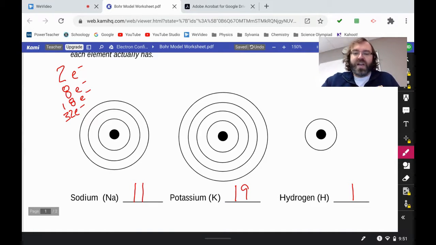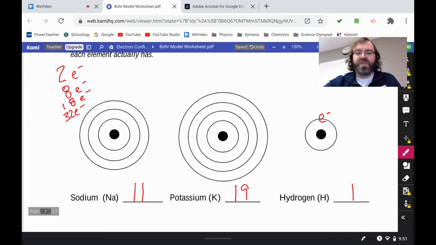I'm going to start with hydrogen just because it would be the easiest. Since hydrogen only has 1 electron, it would go in the first energy level, and we'd write it something like that. So hydrogen has just 1 electron. There's 1 proton in the nucleus. The nucleus is represented with that black dot. So again, 1 electron in the energy level there.